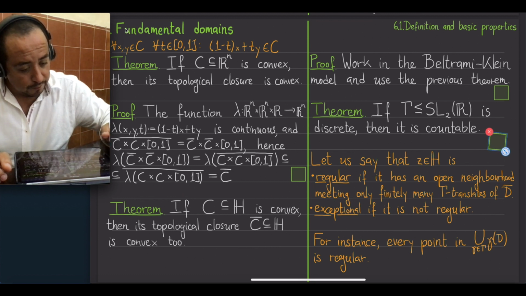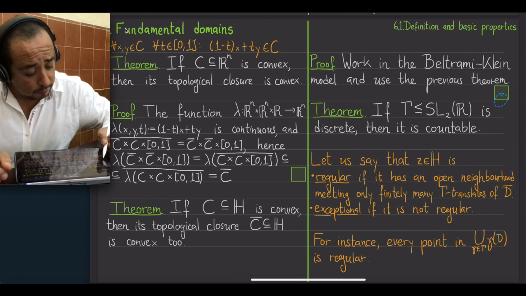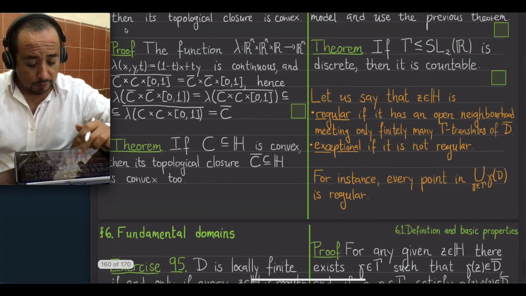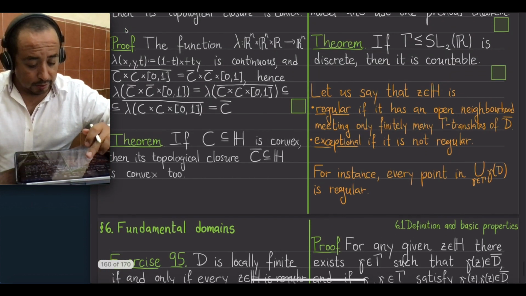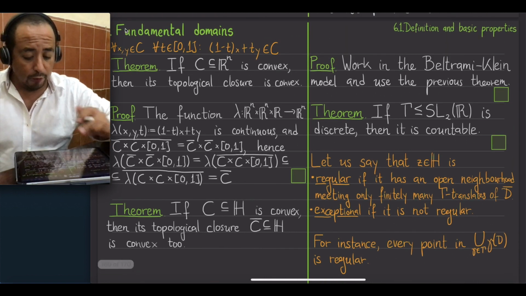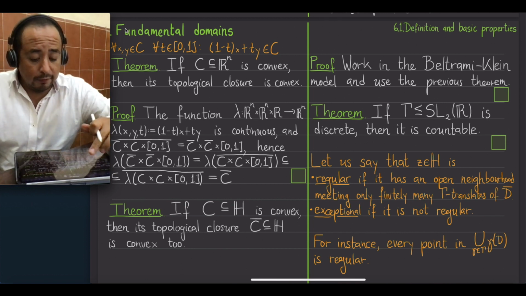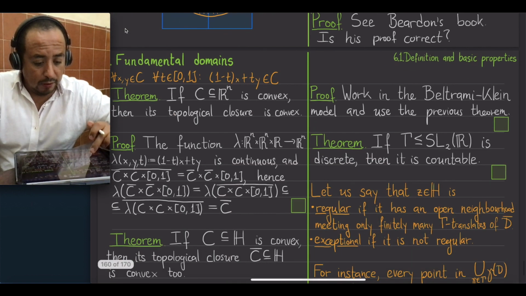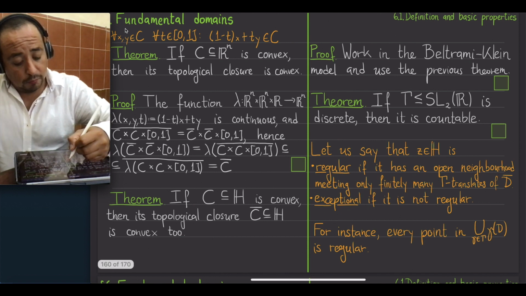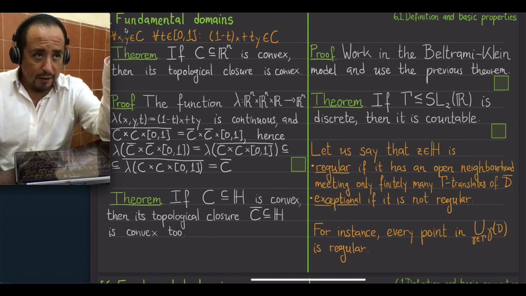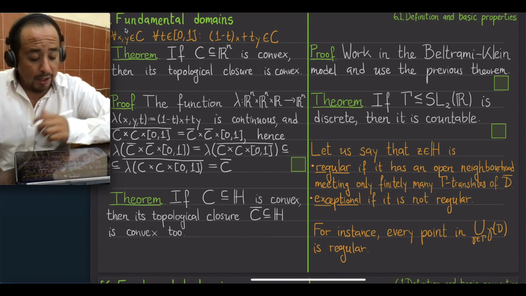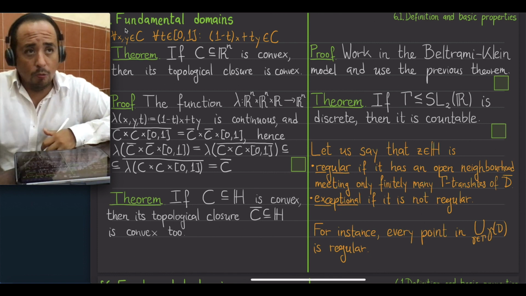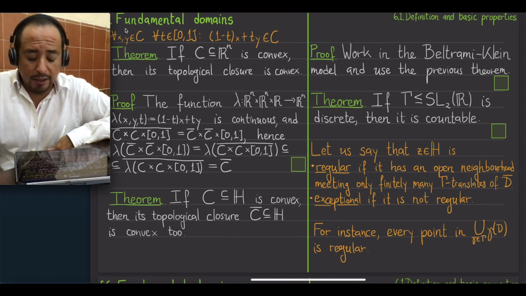Okay, and now let's keep going with some more scattered results, still coming from some facts surrounding a proof in Beardon's book that I didn't quite fully follow. So let's say that we have our Fuchsian group and this fundamental domain D, of which we don't know whether it's locally finite or not.